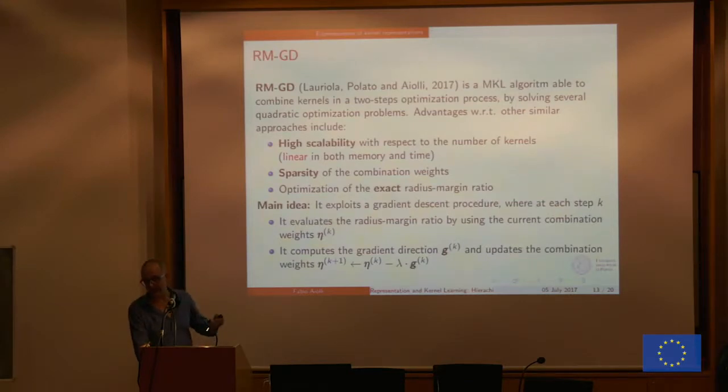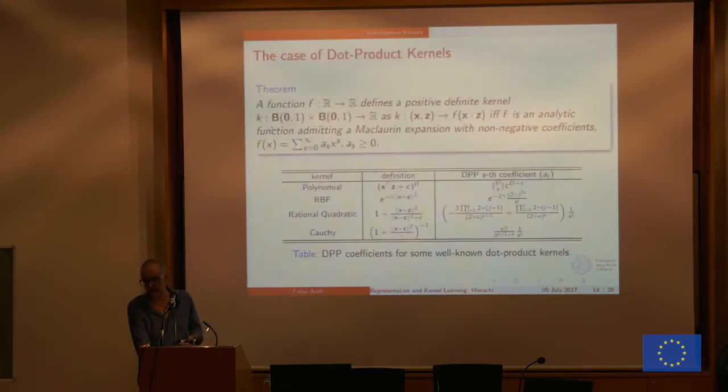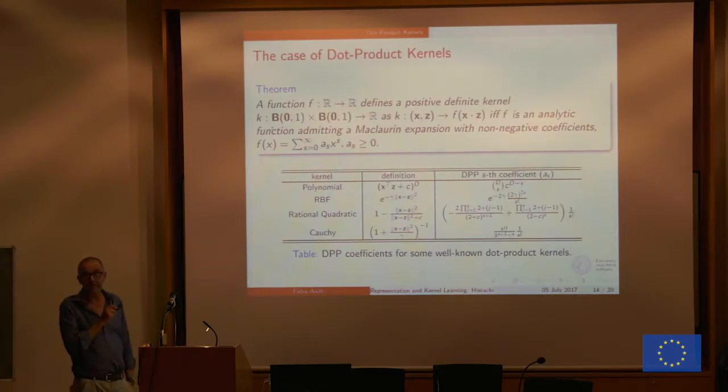I don't have time to go into the details of this algorithm, but the last thing I want to say is that there is a family of kernels called dot product kernels, which include polynomial, radial basis function, rational quadratic, Cauchy kernels, and many others, defined like this. A kernel is said to be a dot product kernel when it can be formulated based on the dot product of the original vectors.